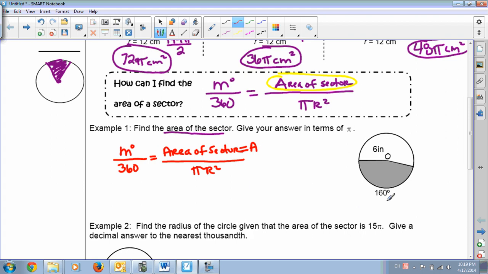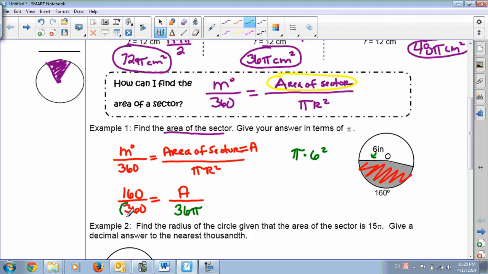Well, what is the measure of our arc that we have here? The shaded region here is our sector. The arc is 160 degrees. So 160 degrees divided by 360 is equal to, well, we don't know the area of our sector. That's what we're looking for. So I'm going to label that A divided by pi r squared. Okay, well, let's find pi r squared. We have pi times, our radius is actually 6, so times 6 squared. And 6 squared is 36. So the pi r squared, or the area of our circle, is 36 pi.